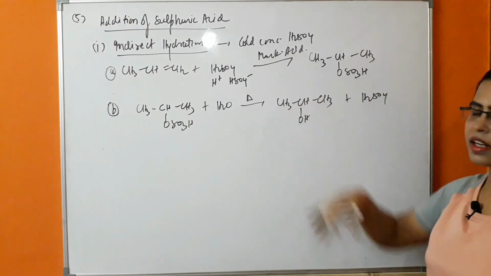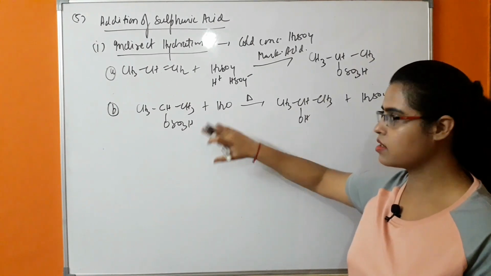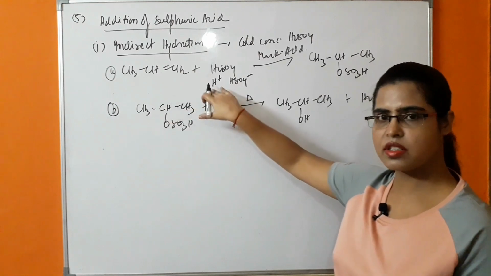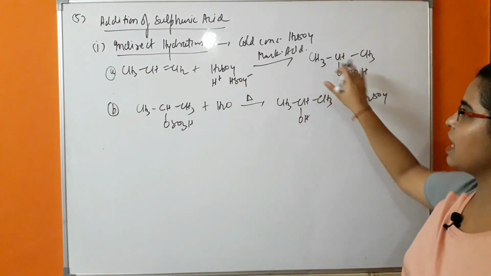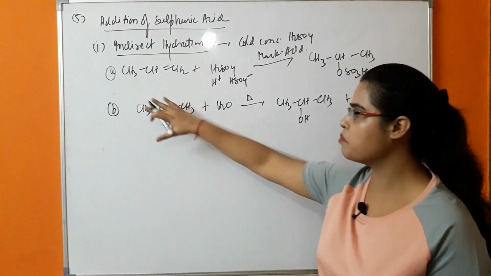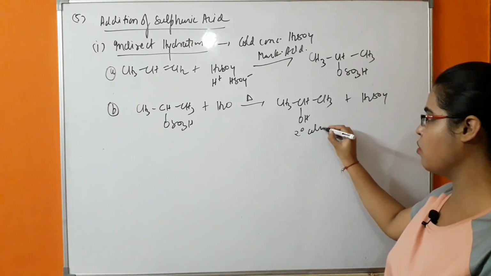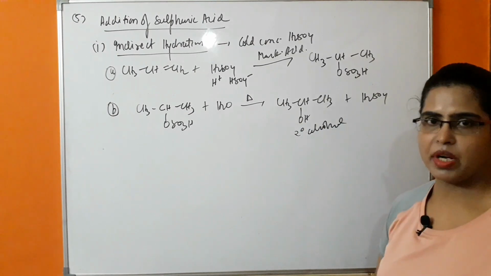So this is indirect hydration, because in this case hydrolysis occurs in the second step. In the first step, an alkyl hydrogen sulfate is formed, and in the second step this compound is hydrolyzed. So a 2-degree alcohol is formed.